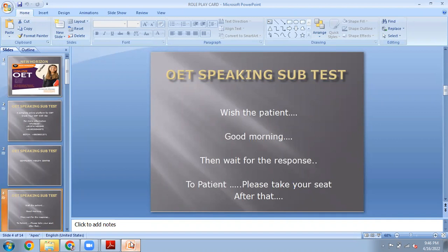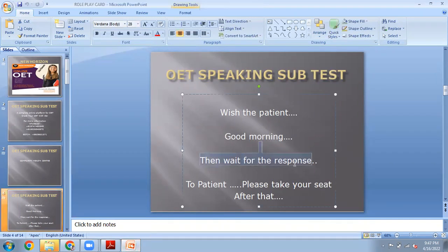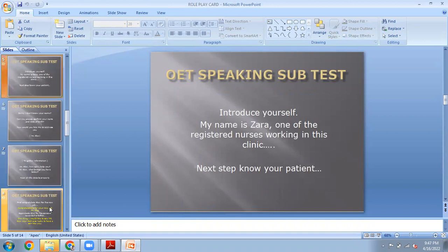As soon as you see the patient, you have to wish him definitely. Good morning, good afternoon, whatever the time, according to that you have to wish him, and definitely he will wish you back. That means you have to wait a bit for the response, and after that you say to the patient, "Please take your seat." That means we are offering a seat. Okay, then what is next?